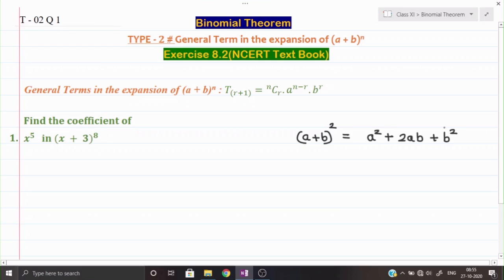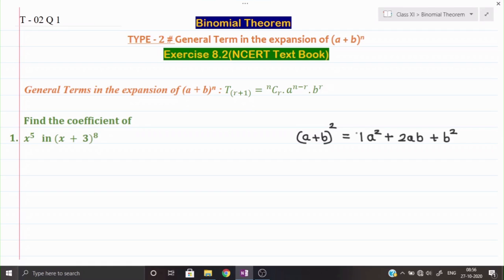Now tell me, what is the coefficient of a square here? First of all, identify the term of a square, and along with the a square, what numerical value is given to us, that we will see. If nothing is given, we shall assume 1. So we can say that here the coefficient of a square will be 1. Coefficient of b square will be 1. Coefficient of ab will be here 2.